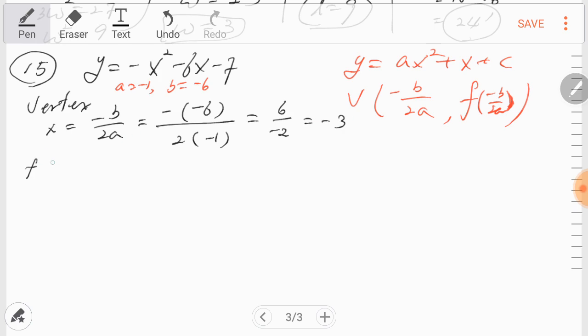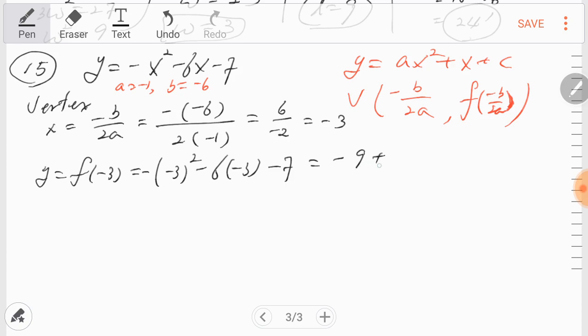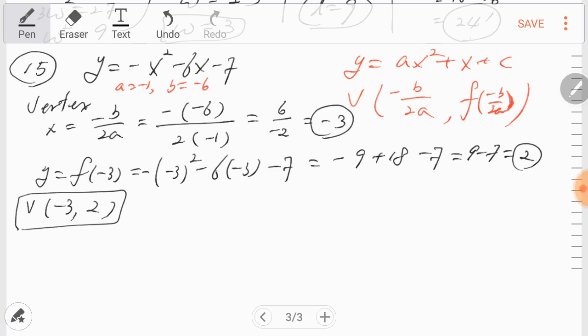Then y value is what? F of negative 3 is the y value. So plug in negative 3. So negative x squared minus 6x minus 7: negative 3 squared, negative, minus 6 times negative 3 minus 7 equals negative 9 plus 18 minus 7. Then positive 9 minus 7 is equal to 2. So y coordinate is 2, x coordinate is negative 3. So the vertex is negative 3 and 2.